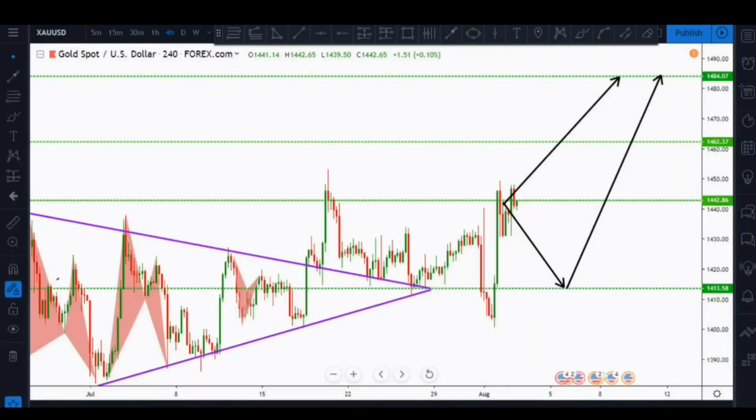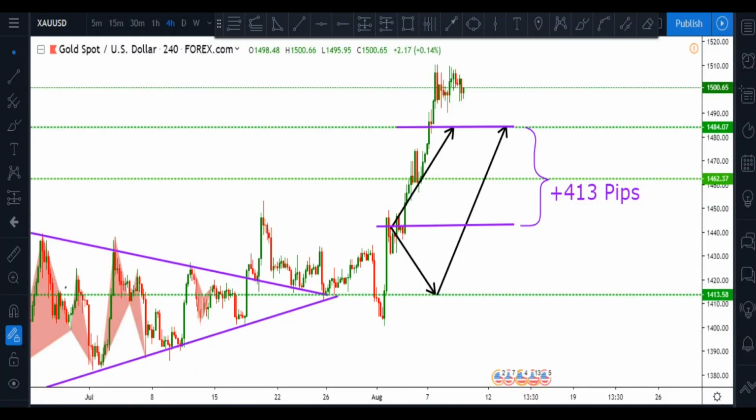And this was the final trade that I posted on YouTube last week, that is on gold spot dollar, and this is how that played out, and we managed to generate about 413 pips of profit out of the market from gold dollar last week.